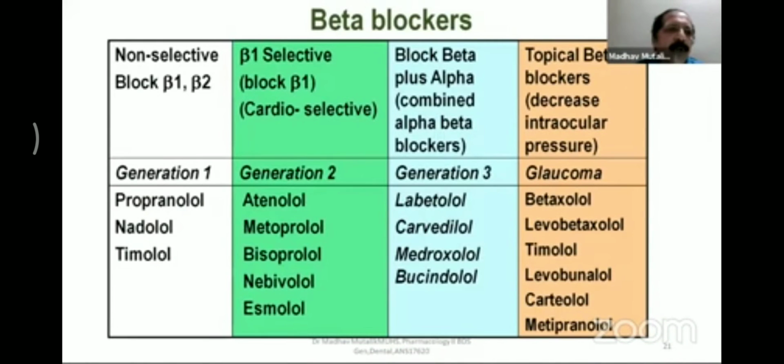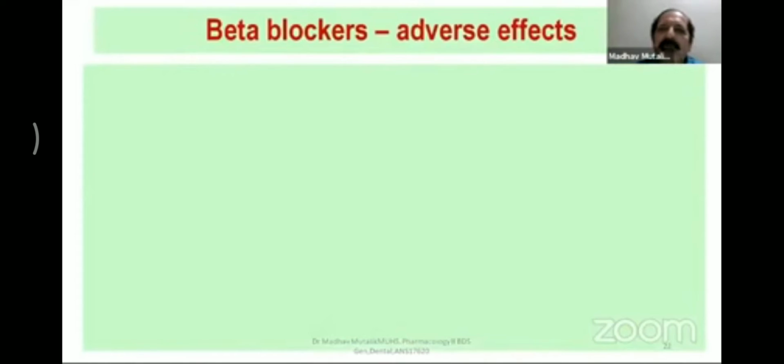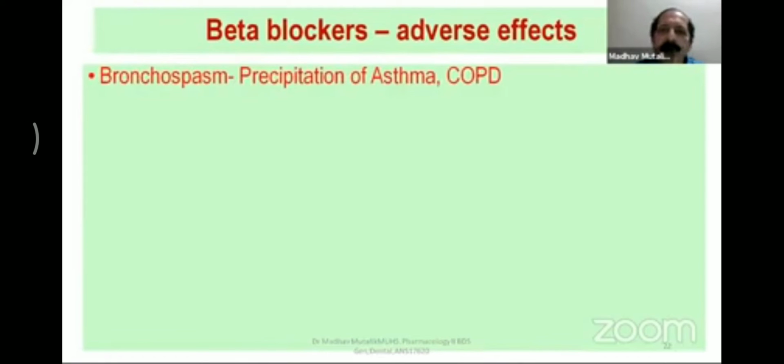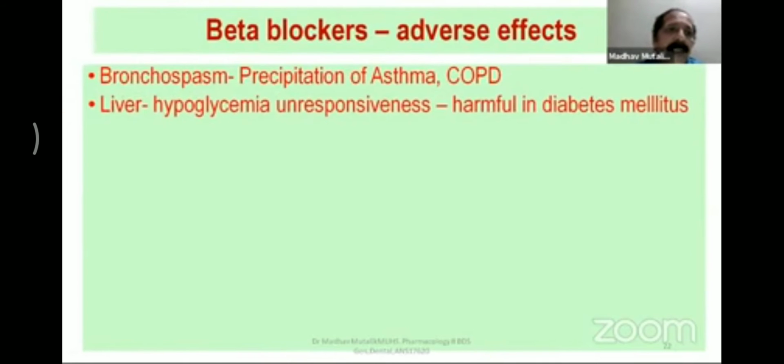Now, since we spoke about beta 1 receptors and beta 2 receptors and where they are present, we are talking about the adverse effects of beta blockers. I hope you realize that they block the beta 2 receptor in the bronchus, which will lead to bronchospasm and precipitation of bronchial asthma and COPD in susceptible patients. And in the liver, it's going to produce hypoglycemia unresponsiveness, which is going to be harmful in diabetes.